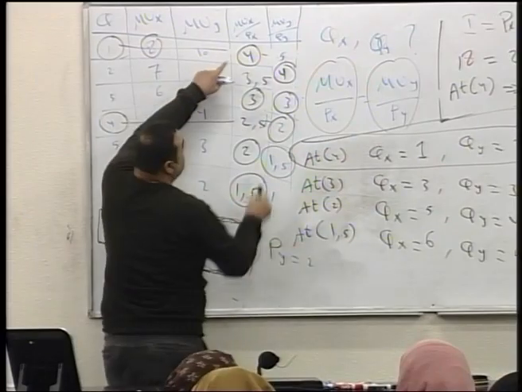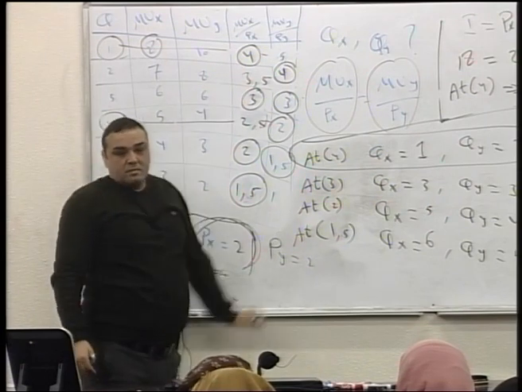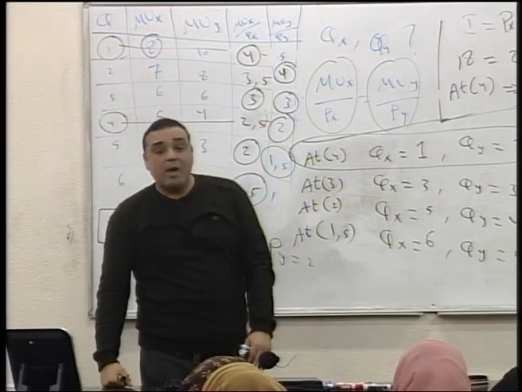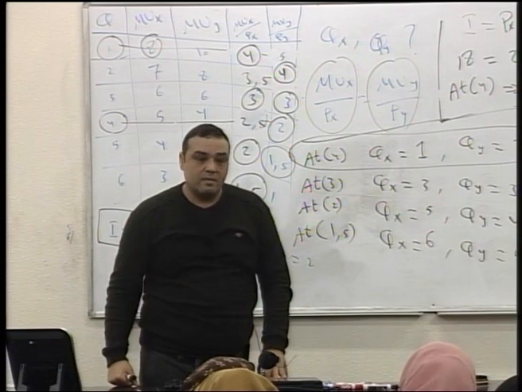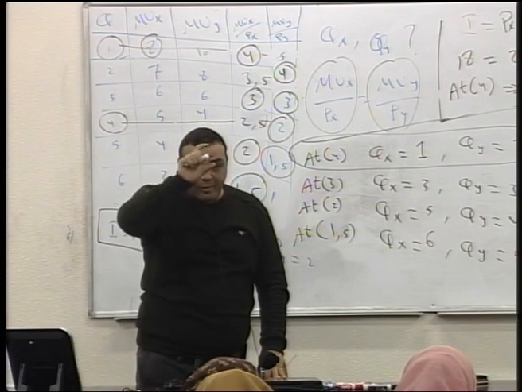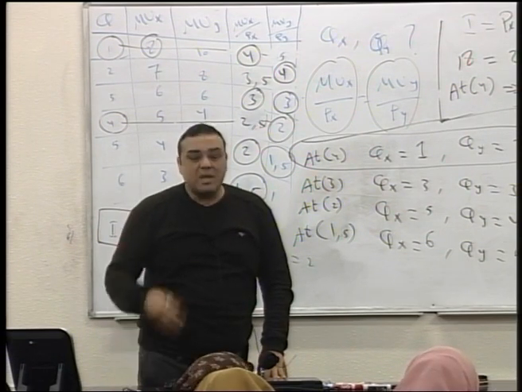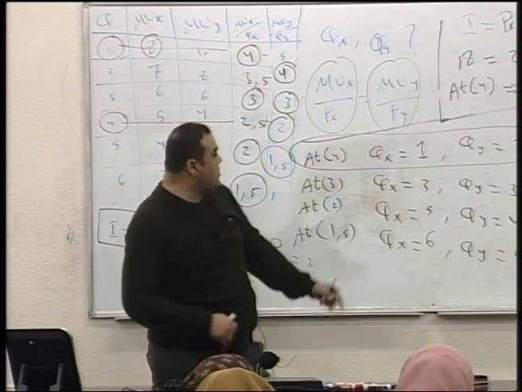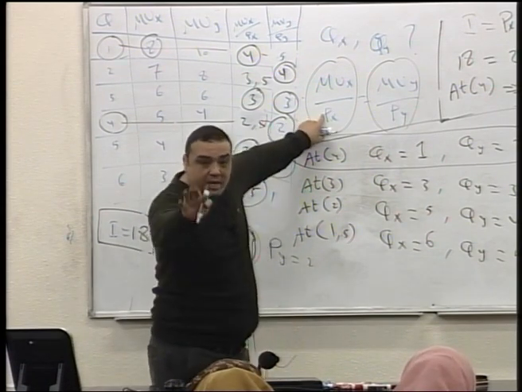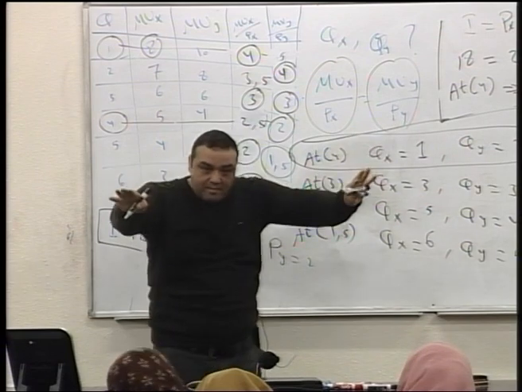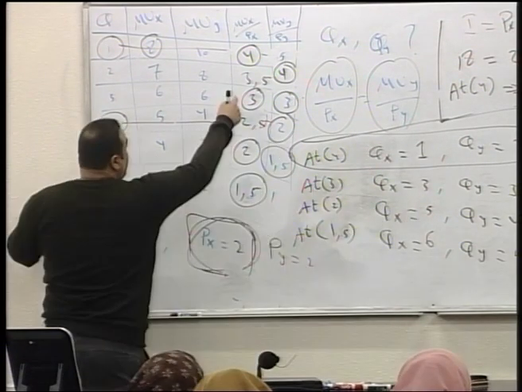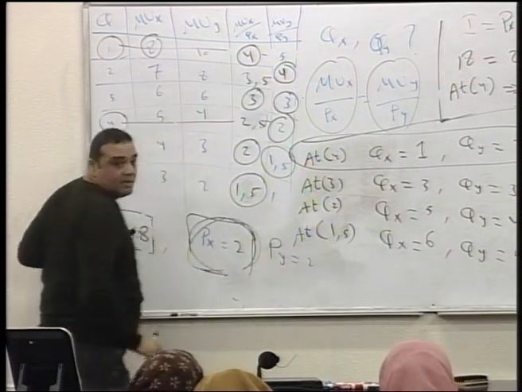How can we determine the quantity? How can we apply the first condition? What is the first condition? MUx over Px equals MUy over Py. Right?